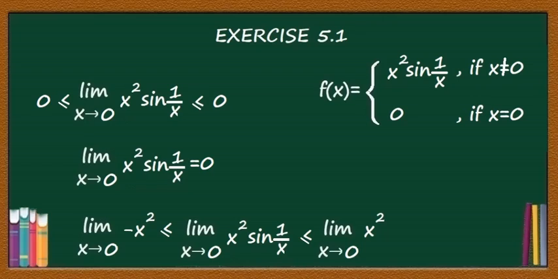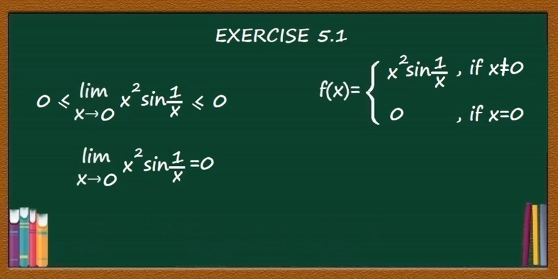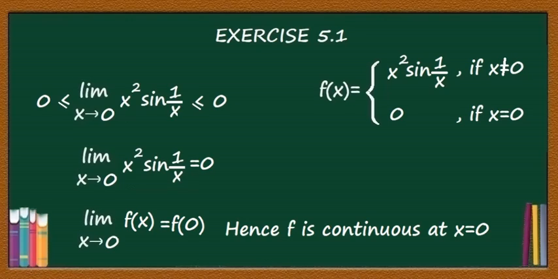And hence, we have the limit of the function and the value of the function equal, and limit extending to 0 of f of x is equal to f of 0. Therefore, f of x is continuous at x equal to 0, and the given function is a continuous function.